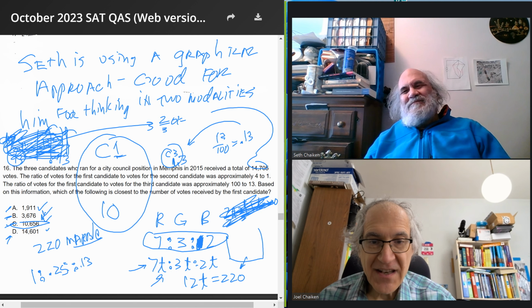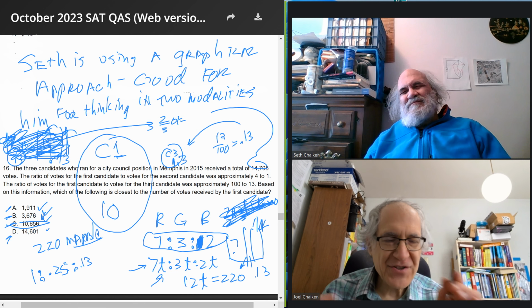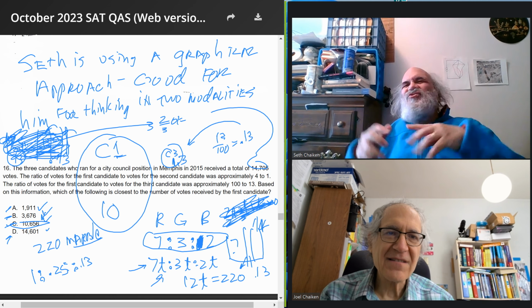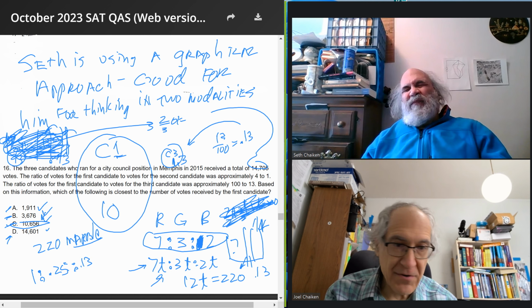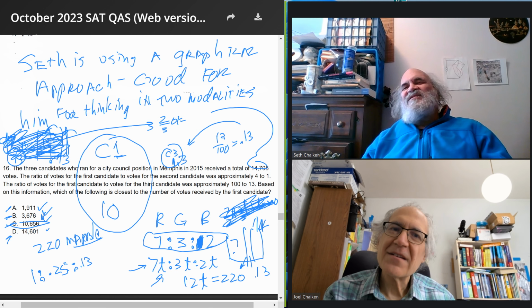If they told you that candidate 2 got a quarter of the vote, candidate 3 got 13% of the vote, and of the whole vote, how much did candidate 1 get? That would be a classic pot fraction problem, and then it's the difference. Candidate 2 got a quarter of the total vote, and candidate 3 got 13% of the total vote.